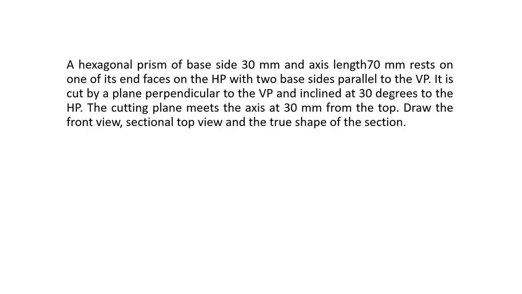In this video, we will see a question based on section of hexagonal prism. The question is: a hexagonal prism of base side 30 mm and axis length 70 mm rests on one of its end faces on HP with two base sides parallel to VP. It is cut by a plane perpendicular to VP and inclined 30 degrees to HP. The cutting plane meets the axis at 30 mm from top. Draw the front view, sectional top view and true shape of section.